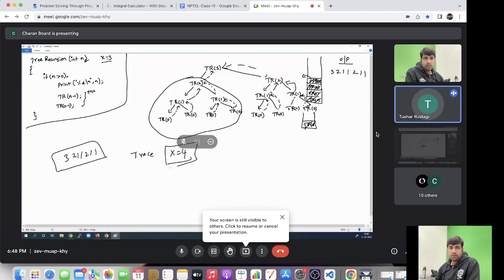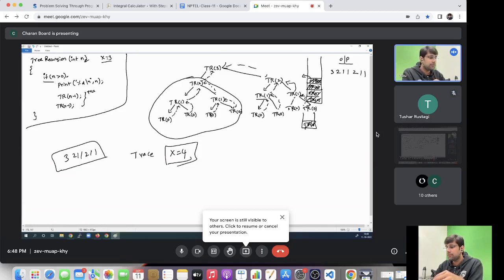Sir, why is TR0 not given in the output as 0? Yeah, because if n greater than 0, then only this condition will execute. So if n is 0, it is not greater than 0, right?